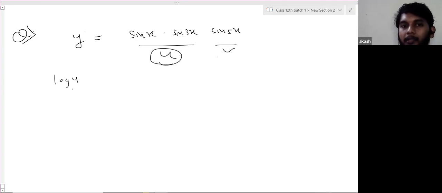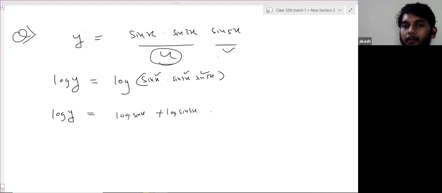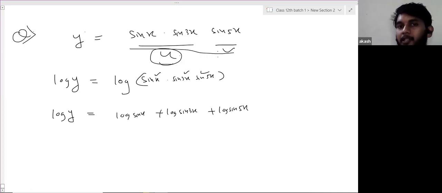So if you take log both sides, this is log of sine x, sine 3x, sine 5x, right? We have 3 numbers in multiplication. So if we apply the product property of log, this will be log of sine x plus log of sine 3x plus log of sine 5x. So a question where we had the function as multiplication of 3 functions, now we have addition of 3 functions. And obviously differentiation of addition is very easy compared to multiplication, right everyone?